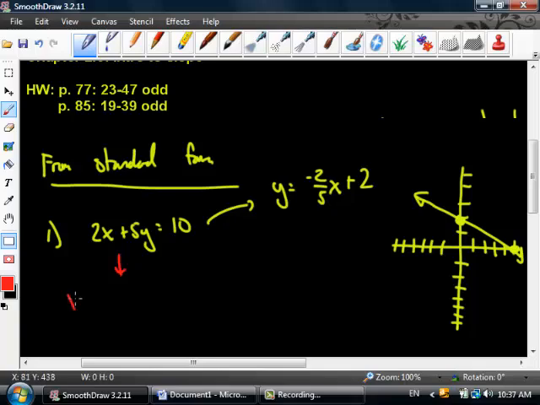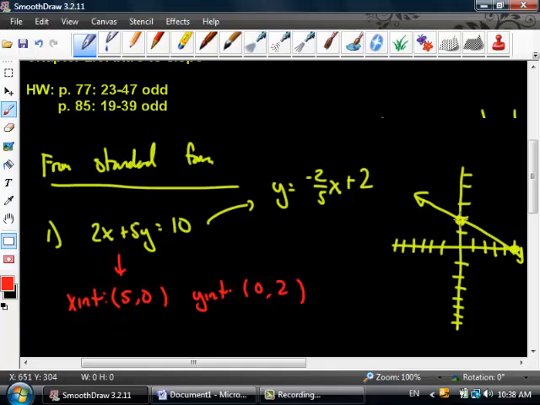So my X-intercept, what's my X-intercept going to be? Yeah, let me see. 5, 0. My Y-intercept is going to be what, Chris? 0, 2. Well, what do you know?